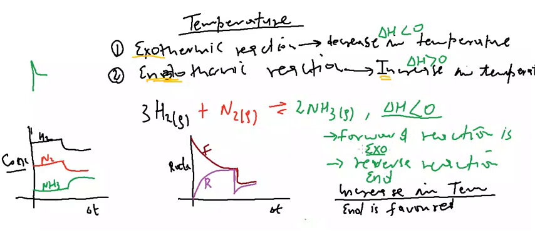Now let's check our sentences that we wrote here. Forward reaction is exothermic, reverse reaction is endothermic, and if we increase temperature, we favor endothermic. Therefore, since reverse reaction is endothermic, the reverse reaction is favored.